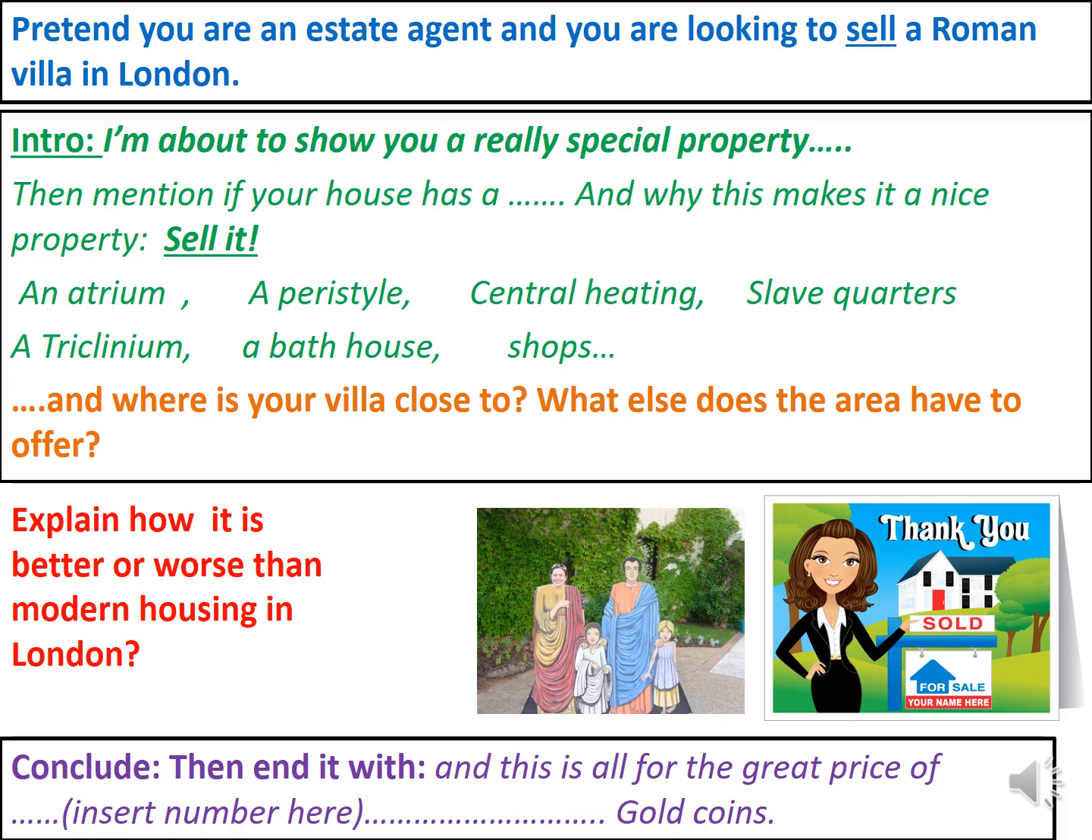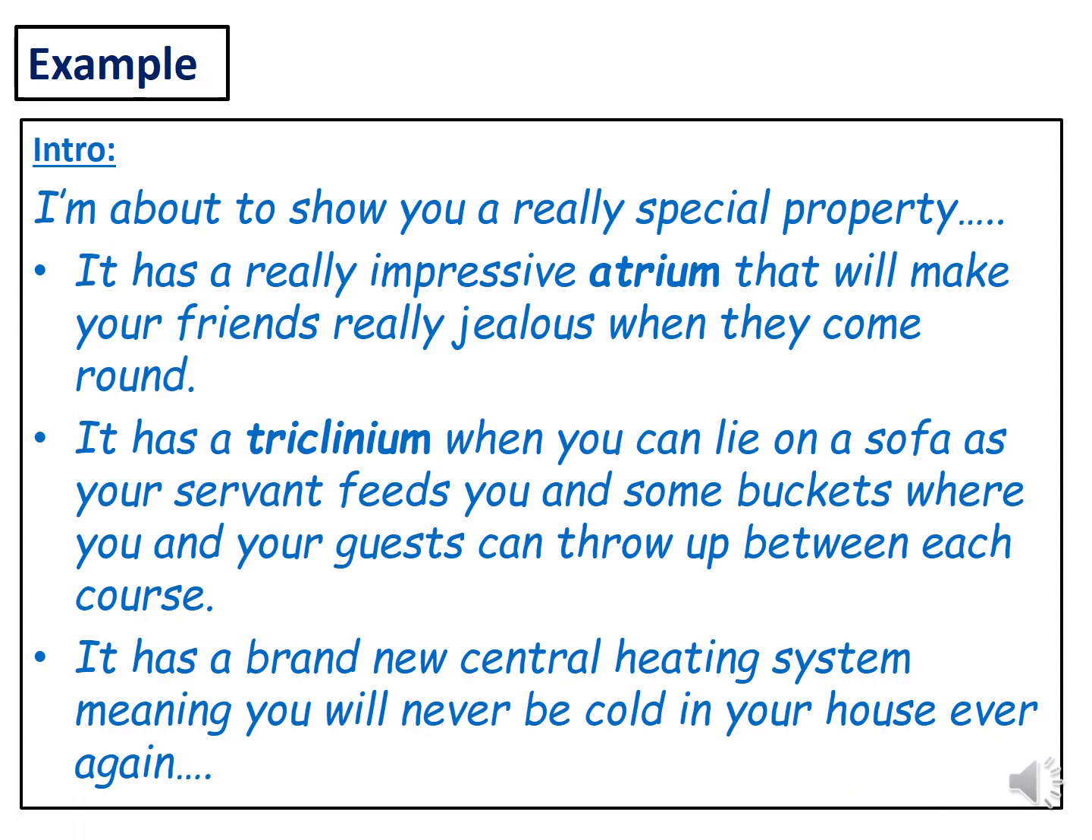Think about what your villa is close to. Think about what dangers there might be in Roman London. What did we learn last lesson? Explain how it's better or worse than housing in modern London at the end. Write an overall conclusion, and maybe give your Roman villa a monetary value in gold coins. So you're an estate agent, selling your fine home to some very wealthy people in Roman London. That's got to be at least half a page. This is an example here with some sentence starters.